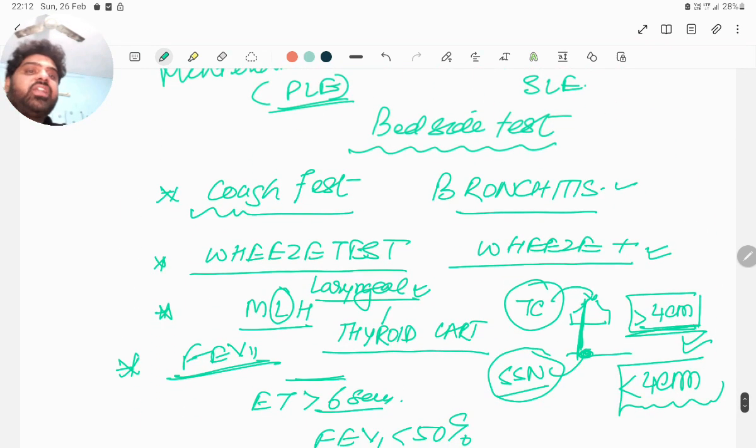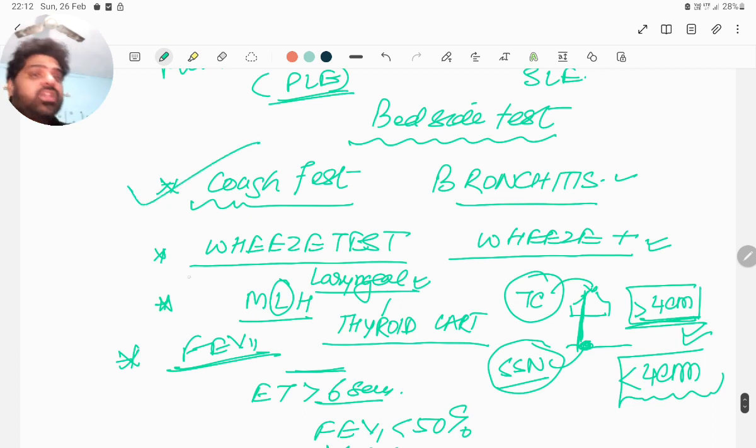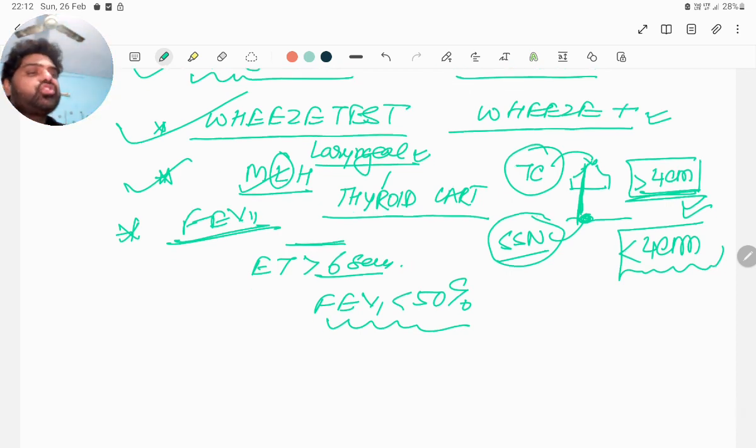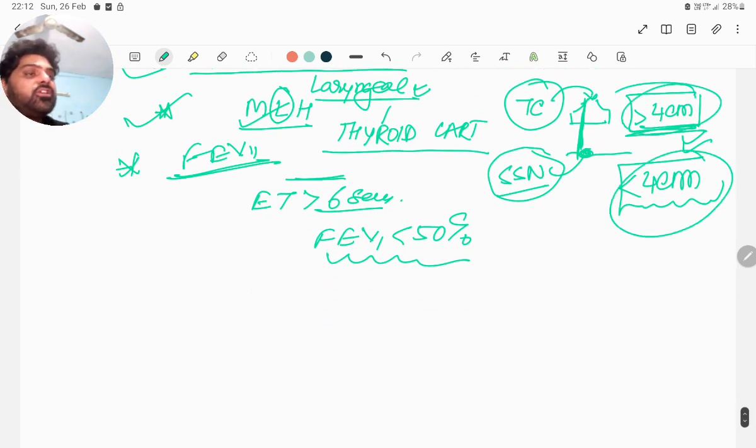So these are the bedside tests. One is the cuff test I have told you, then I have told you the wheeze test, then I have told you MLH, that is maximum laryngeal height, where the thyroid cartilage of the larynx is used, and 4 cm is the mark. And then we have FEV1, that is forced expiratory volume. If expiration occurs for more than 6 seconds, then FEV1 is less than 50%.